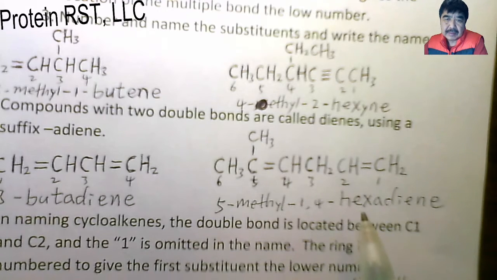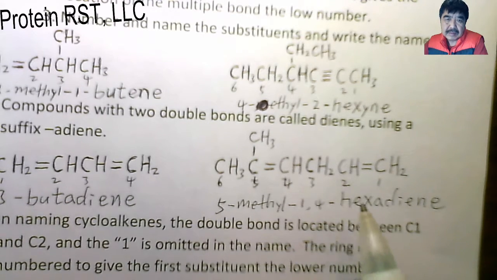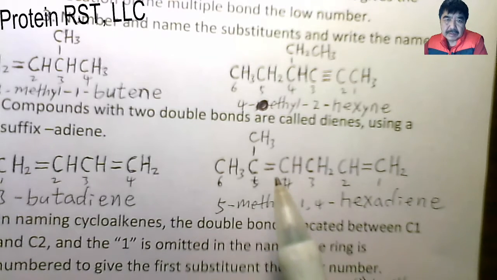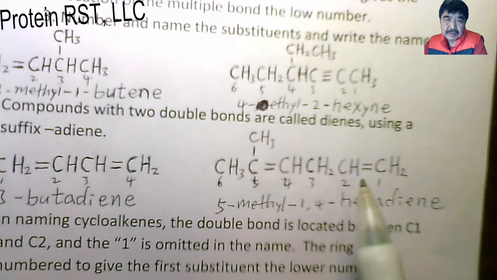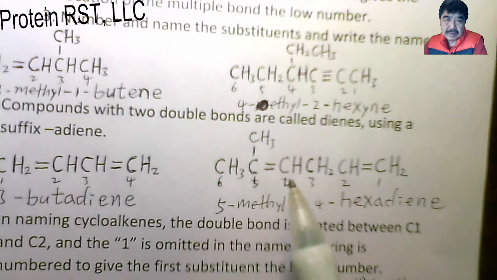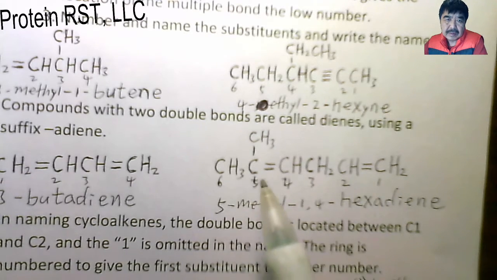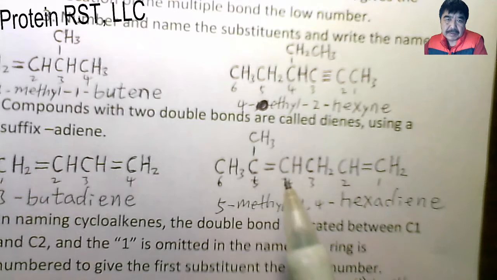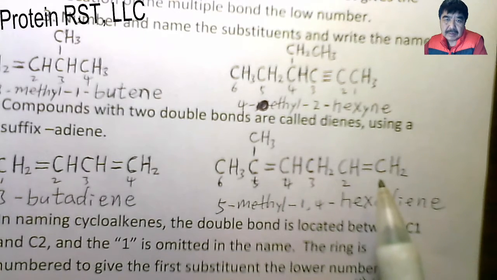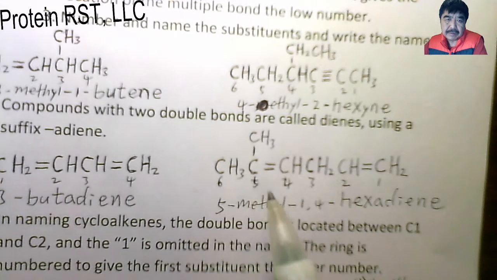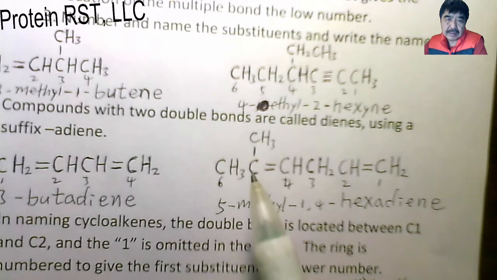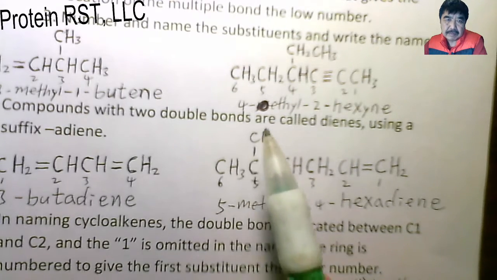This one is 5-methyl-1,4-hexadiene. These are 2 double bonds in this 6 carbon chain. Those double bonds are located between C1 and C2, and another one is between C4 and C5. On the C5 position, there is a methyl group.